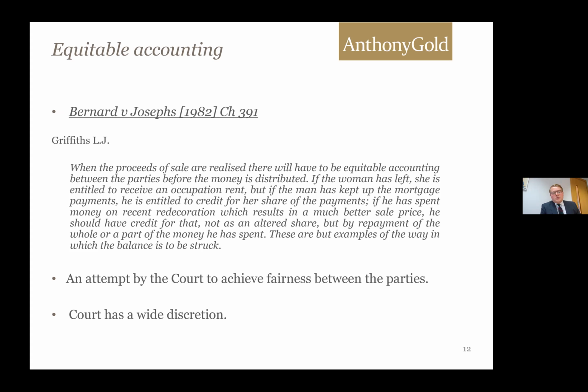I'll now turn to talk about equitable accounting, which was quite nicely summarised by Lord Justice Griffiths in the case of Bernard and Josephs. To summarise, when proceeds of sale are realised, you need to undertake an equitable account. If a woman has left, she should be entitled to receive occupational rent, whereas if a man has paid the mortgage payments, he should be entitled to a credit for the woman's share of the payments. If he has spent money on redecorations resulting in a better sale price, he should have a credit for that, not by way of an altered share, but by repayment of the whole or part of the money he has spent.